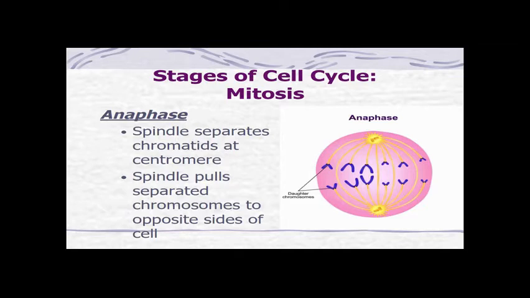Now remember, each chromatid of a chromosome was identical. So now that they're broken apart, these chromatids on this side have exactly the same information as the chromatids on the other side. Okay? So even though our cell is going to split, the information going to each side is going to be identical.